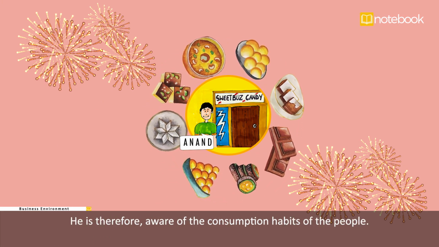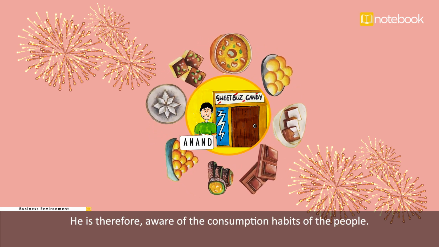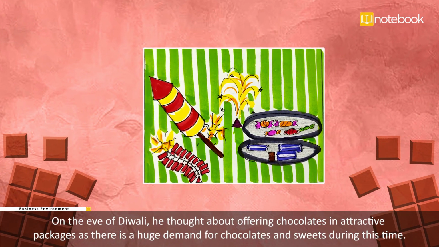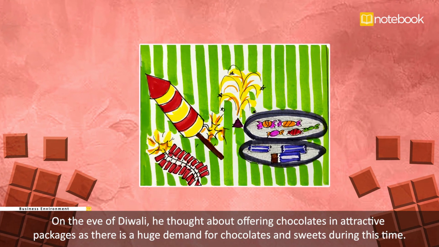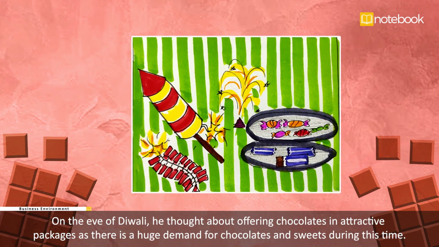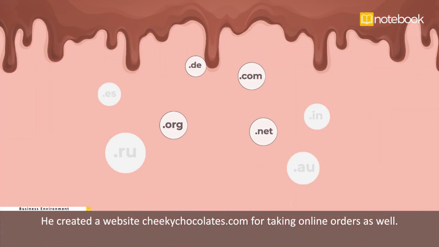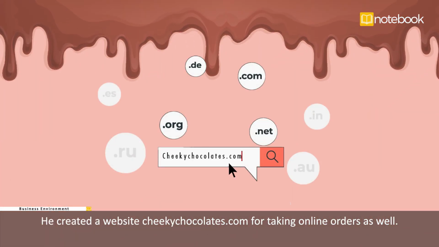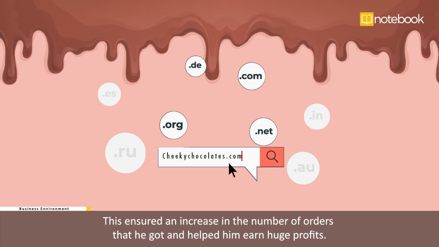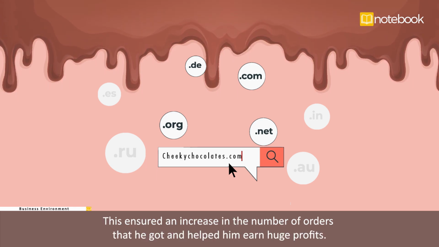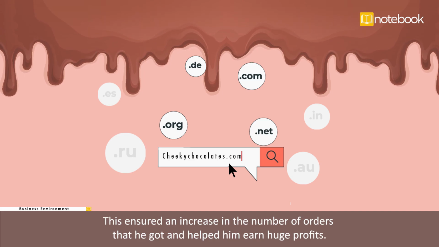Anand runs a sweet shop, Sweet Buzz Candy. He is therefore aware of the consumption habits of the people. On the eve of Diwali, he thought about offering chocolates in an attractive package, as there is a huge demand for chocolates and sweets during this time. He created a website, cheekychocolates.com, for taking online orders as well. This ensured an increase in the number of orders that he got and helped him earn huge profits.